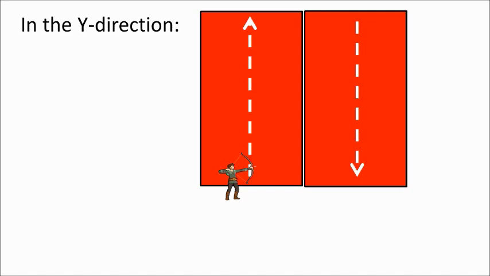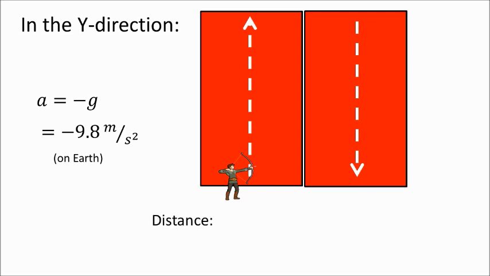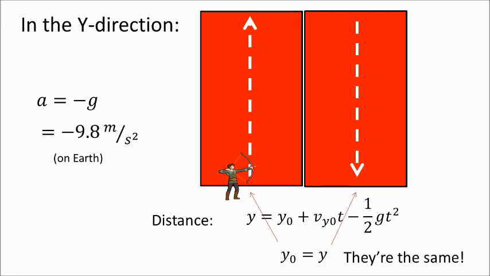In y, however, we know that the arrow is actually going to go up and down, and that's because of acceleration, which is equal to negative g, where g is 9.8 meters per second squared. The distance then is a little bit more complicated. We know that the final position is equal to the initial position plus the velocity times time, but then we do have this acceleration term at the end. But we do have a little bit more information, which is that the initial position and the final position are the same.